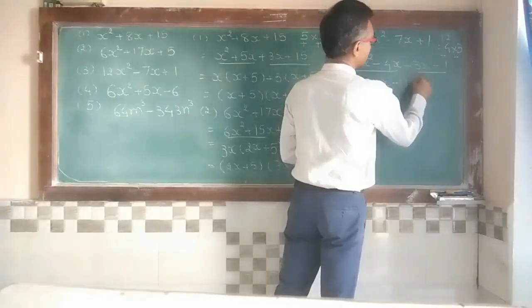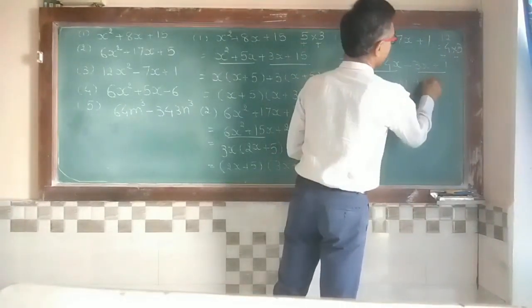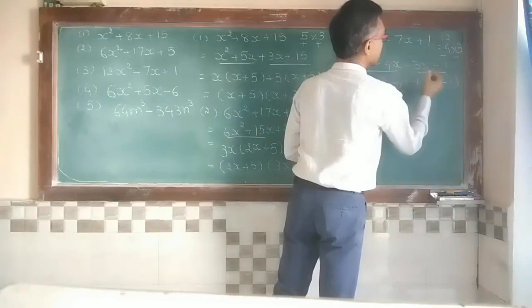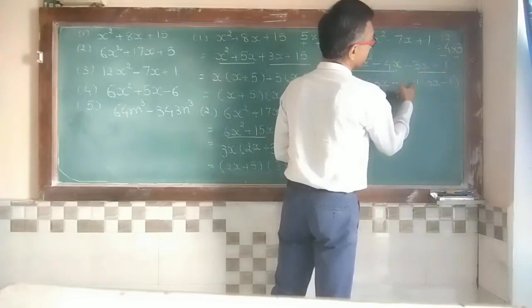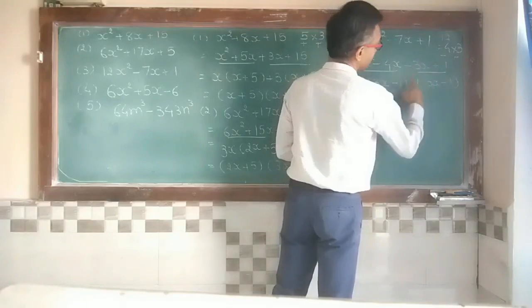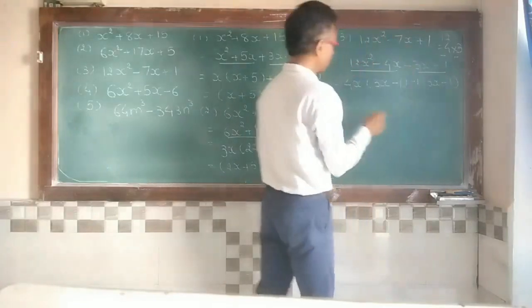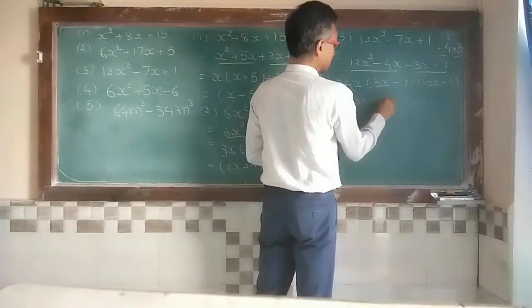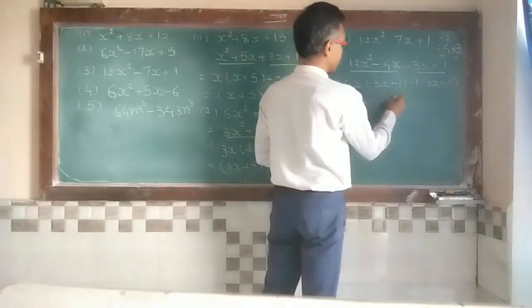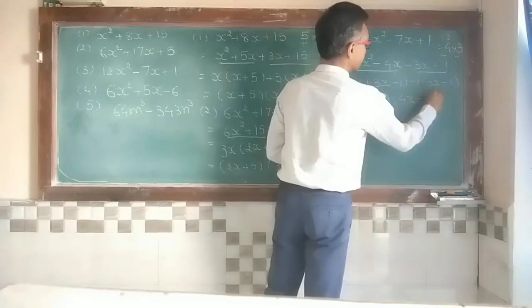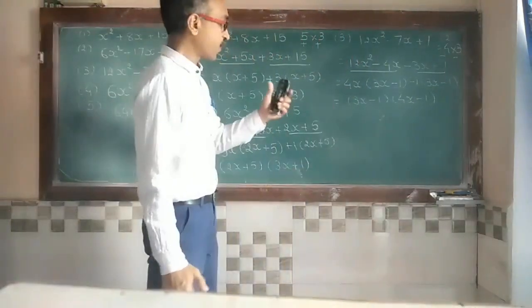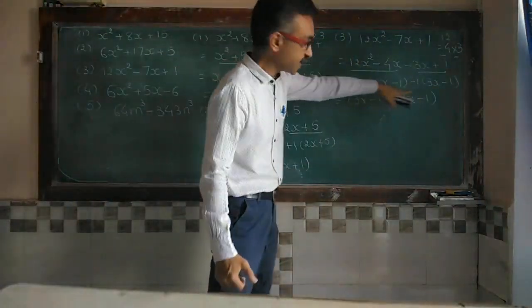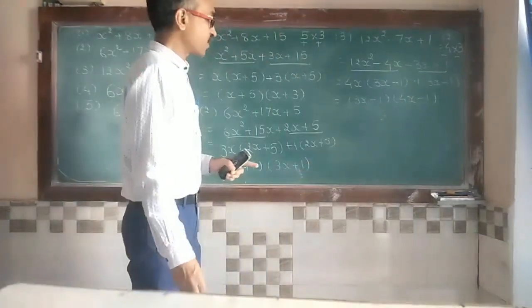Nothing is to come out, that means 1 is there. Remaining is 3x minus 1. Why? See here, minus is common out. So here is minus, minus minus plus. Okay? So 3x minus 1, 3x minus 1, that is common out. Remaining is 4x minus 1. So the factors are 3x minus 1 and 4x minus 1.